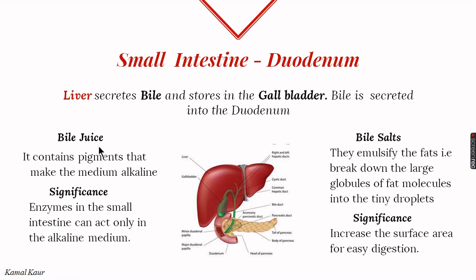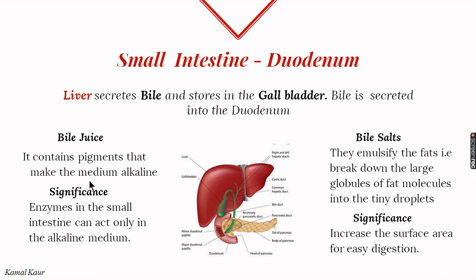Now bile contains bile juice and bile salts, and bile juice contains the pigments which make the medium alkaline. Now the food in the duodenum is coming from the stomach where there was a strong acid called hydrochloric acid. But now in the small intestine, enzymes can only work if the medium is alkaline. So there is need to convert the acidic medium into the alkaline medium.